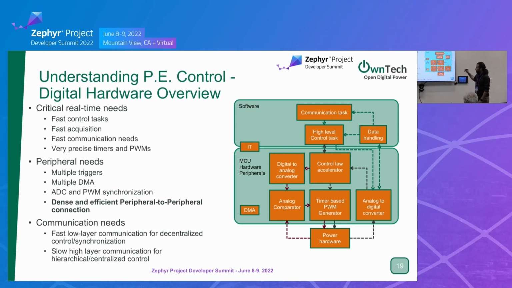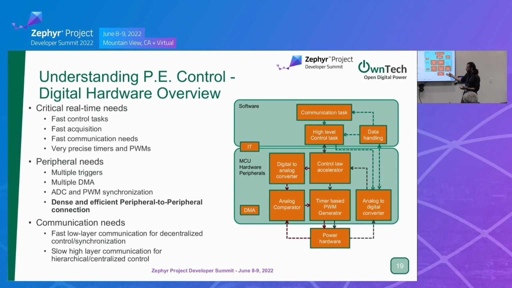And this means that we have fast control tasks, fast acquisition, fast communication needs, and very precise timers and PWM. So those are our needs in critical real time. We need multiple triggers, multiple DMAs, ADC and PWM synchronization, and a very dense and efficient peripheral to peripheral connection.